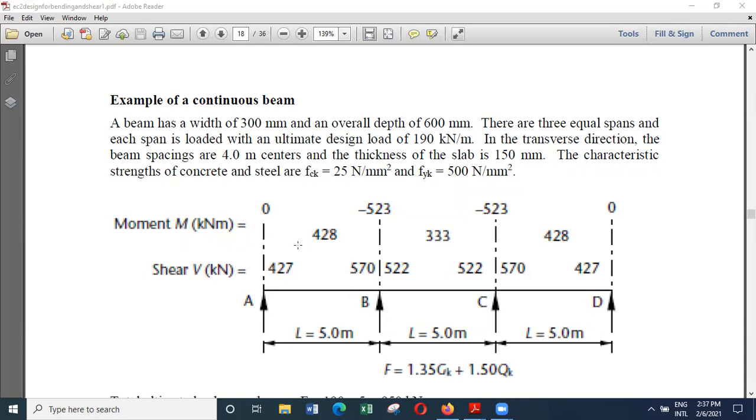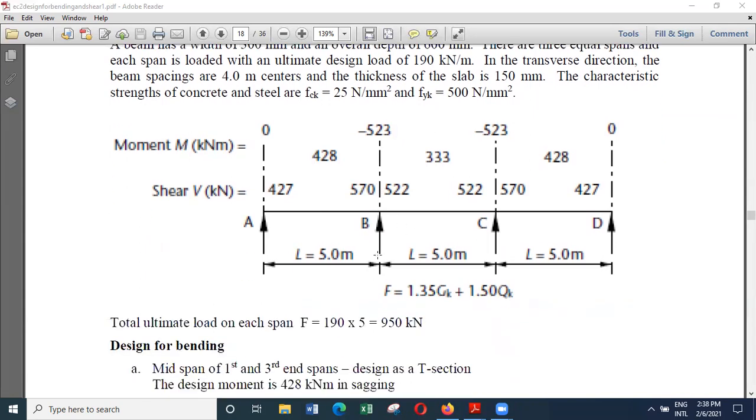But if you have pattern loading and you have done the analysis by using a computer package like SAP 2000, then finding these values is not a problem at all, because the bending moment envelope will be available and you can straight away find these values if you do computer analysis. The total ultimate load per span is 950 kilonewtons.